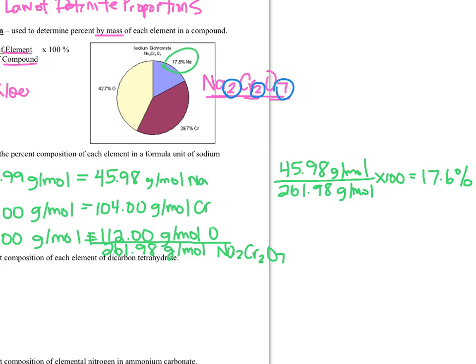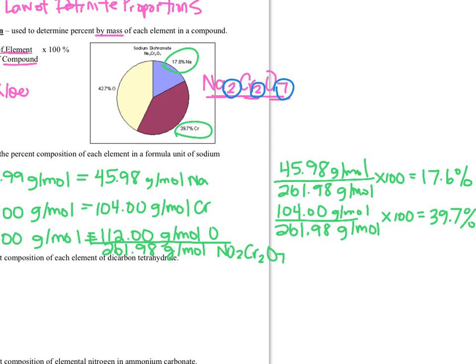Same scenario for my chromium. I'm going to take 104.00 grams per mole of the chromium divided by, that's my part, out of the whole, 261.98 grams per mole. Multiply that by 100. And if I'm pretty confident that I did it correctly, what I can do, so this one I get 39.7%. Let's check. Oh, look, I got the same thing. Okay, if I'm pretty confident that I did those correctly, I could avoid doing this last one by adding them up because they should all add up to one whole pie or 100%.